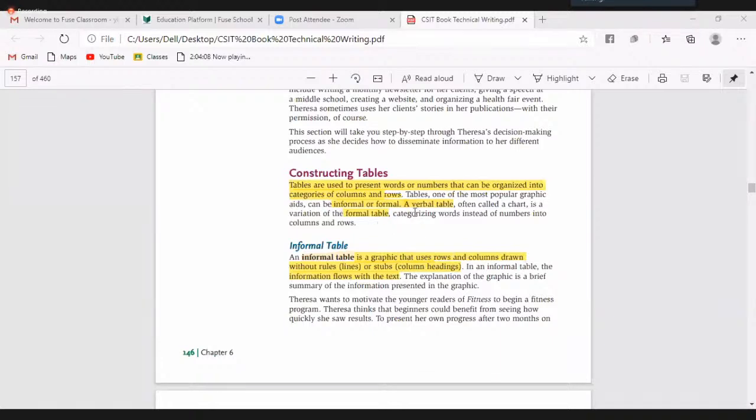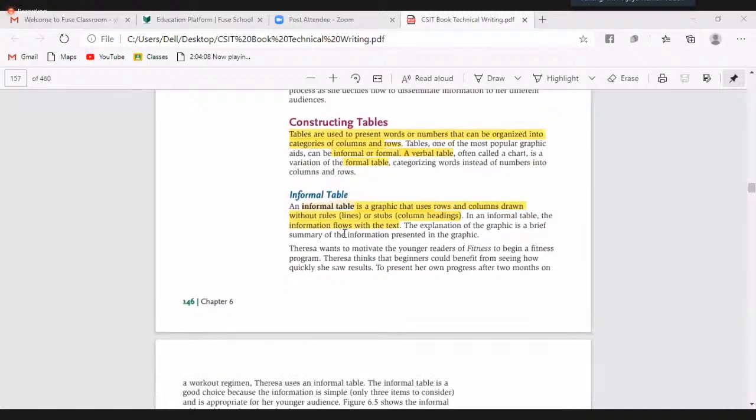Okay. So tables can be informal or formal. So there are 2 types of table: informal table and formal table. So try to know. A verbal table is the variation of a formal table. See, a verbal table is the variation of a formal table. So here the first one is the informal table. In an informal table, what happens is a graphic that uses rows and columns drawn without rules. That's why informal, isn't it?